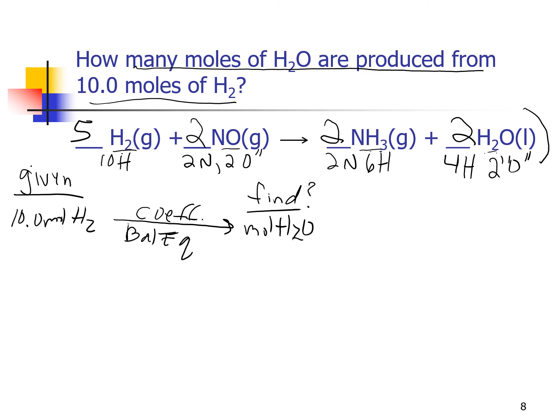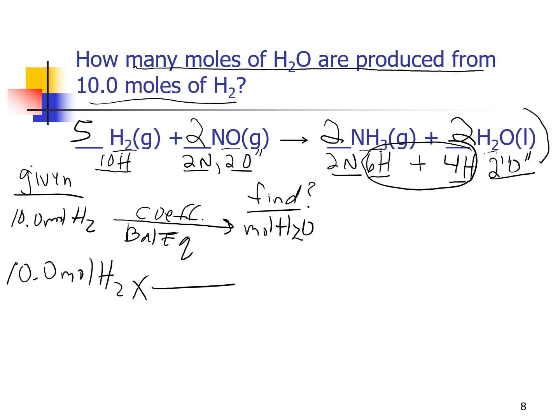So now we can see on the left we have 10 hydrogens. On the right we have 6 hydrogens plus 4 hydrogens is equal to 10 hydrogens. We have 2 nitrogens on the left, 2 on the right, 2 oxygens and 2 oxygens. So we have a balanced equation. So we can go ahead and solve our problem now. So 10 moles of hydrogen. And now we're looking at our problem.